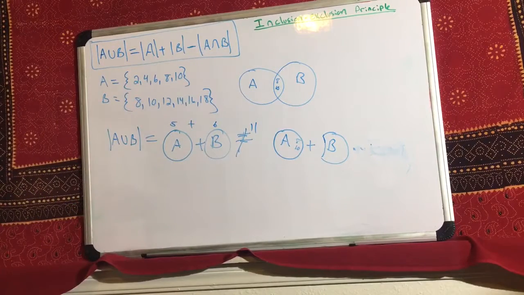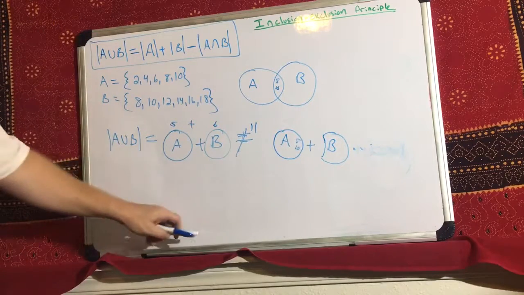Hope this helped clear up the inclusion-exclusion principle. In the next version of this tutorial, I'll do a triple union with A, B, and C.